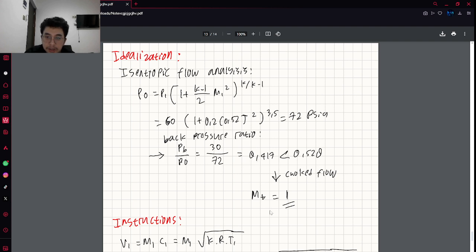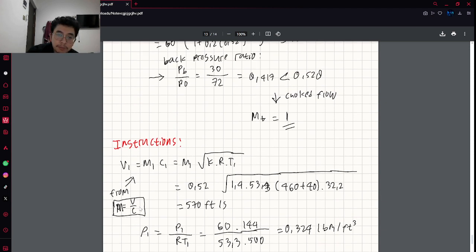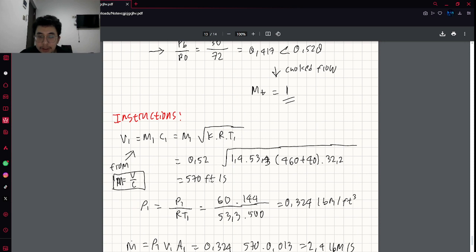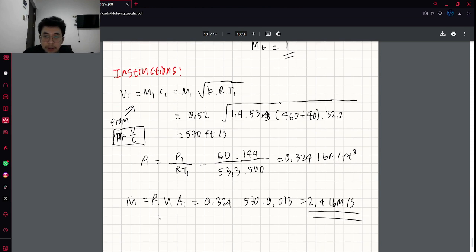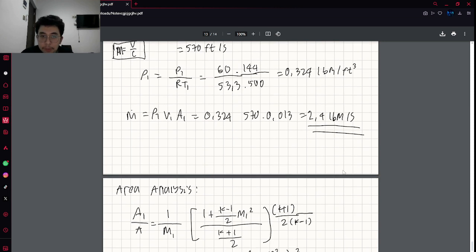It is actually a choked flow, and if it is a choked flow, we can determine that the Mach number equals 1. Then from the Mach number equation, c1 equals this, and we can get the velocity of 570 feet per second. We want to get the density, which equals 0.324 lbm per cubic feet. And we can get the mass flow rate, which equals 2.4 lbm per second.